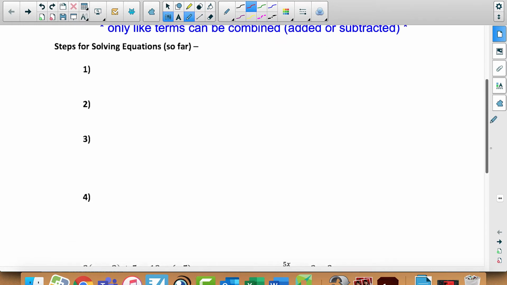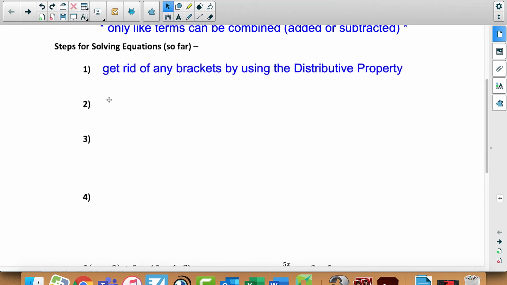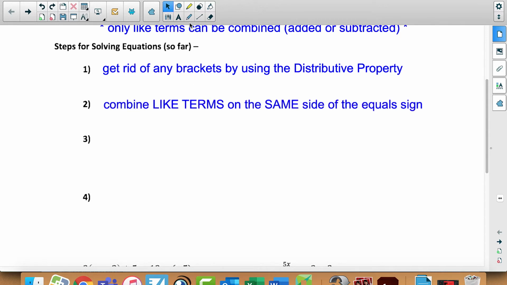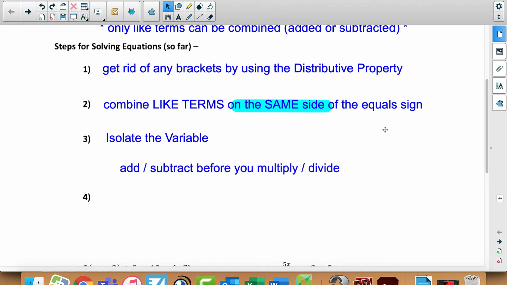All right, so here are our steps now. I'm adding a couple. Step 1 is still something we did before. You're going to get rid of brackets by using the distributive property. The second step is new. Then you're going to combine terms on the same side of the equal sign. So that's super important. It's only on the same side of the equal sign. We'll take a look at that. Then you're going to isolate the variable. Remember, you're going to add or subtract before you multiply or divide.